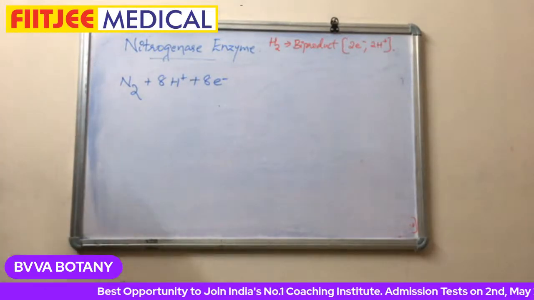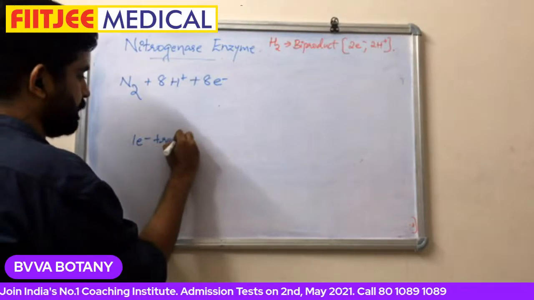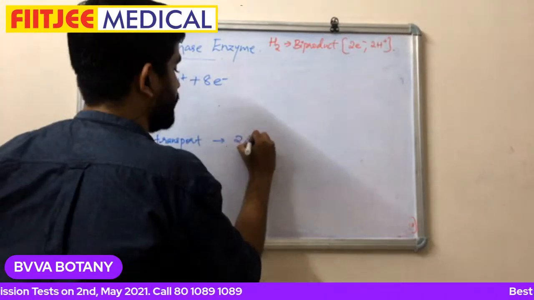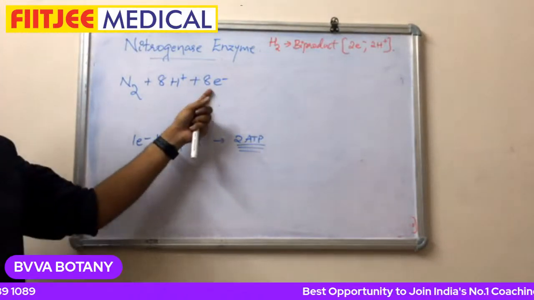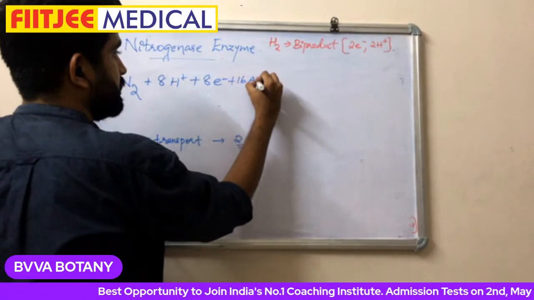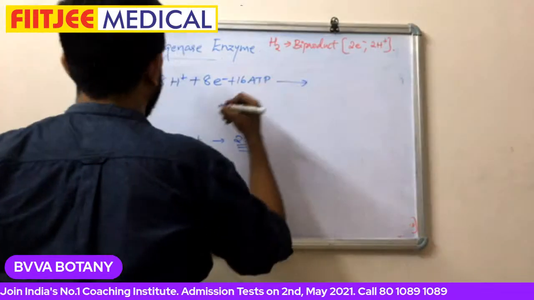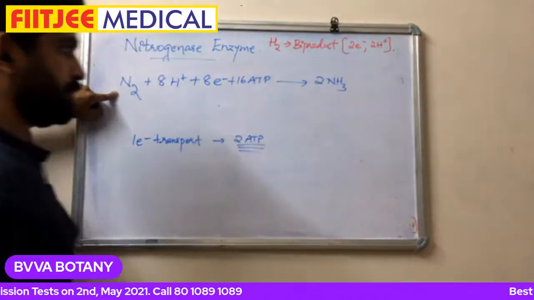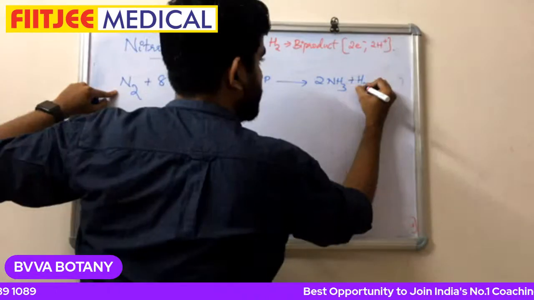And one more thing you have to keep in mind: for 1 electron transport there is a requirement of 2 ATP. So here actually how many electrons are there? 8 electrons. So for 8 electrons, how many ATP are required? And it leads to the formation of 2 molecules of NH3. Along with that, as I said, hydrogen definitely is there.